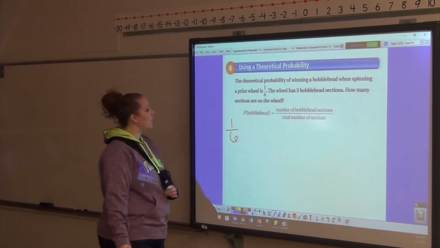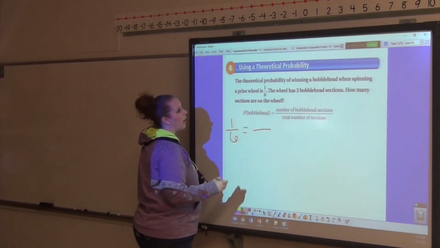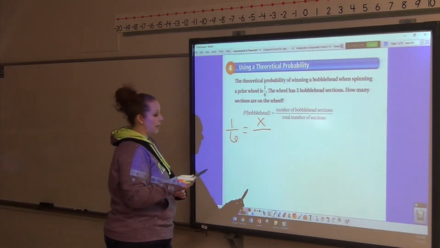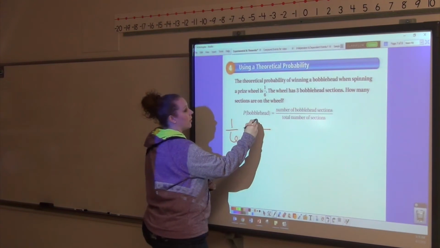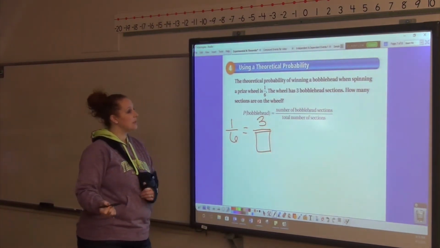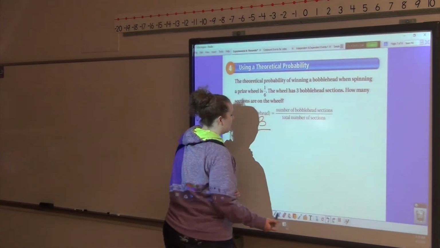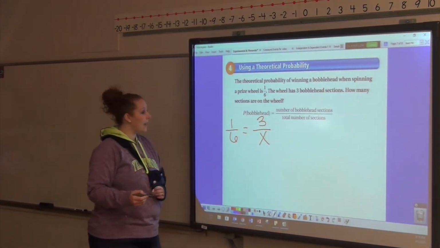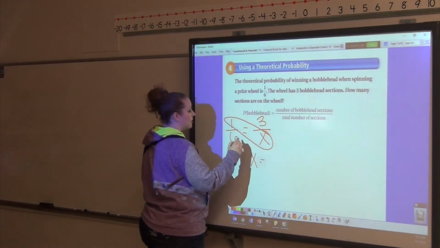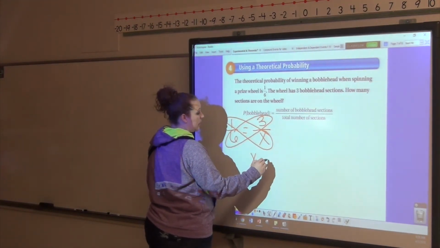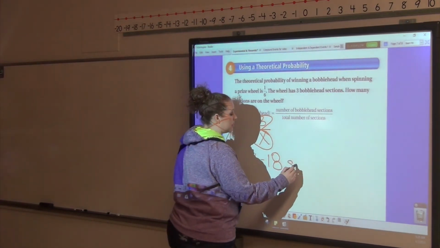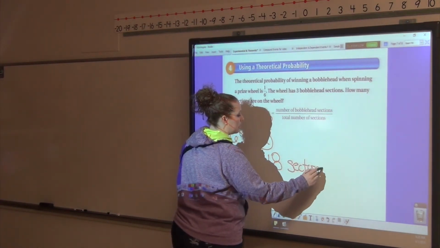I do know how many bobblehead sections there are: there are 3. I don't know how many total sections there are on that wheel, so I can put a variable there and solve for it. 1 times x is x, and 6 times 3 is 18. There are 18 sections on the wheel.